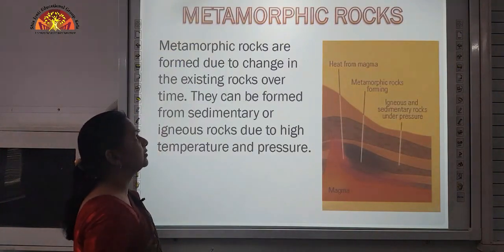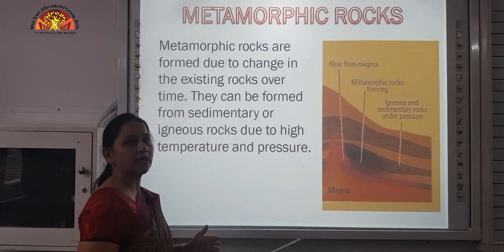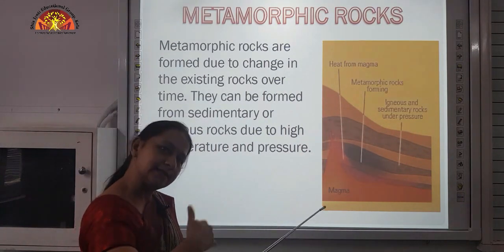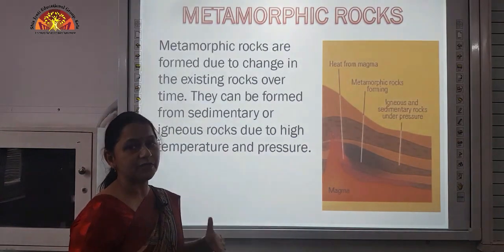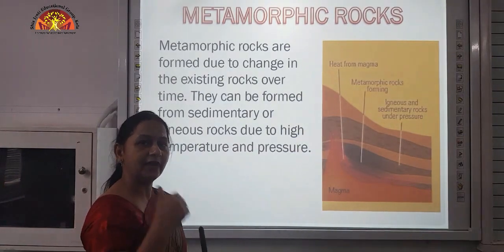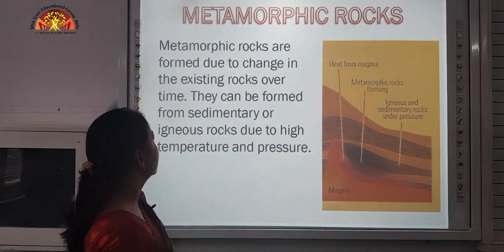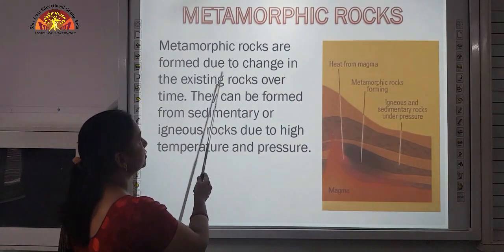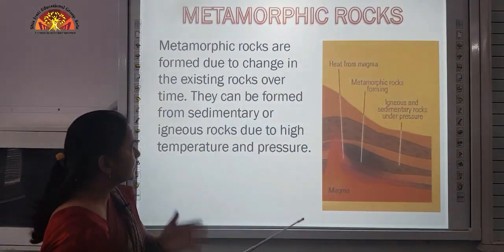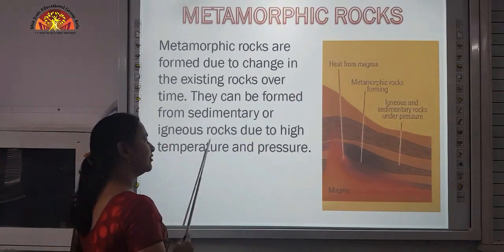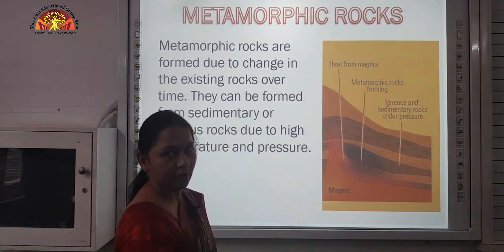The next rock that we are going to deal with is metamorphic rocks. Now these metamorphic rocks are formed from igneous and sedimentary rocks only when they undergo pressure and temperature. High pressure and temperature convert sedimentary and igneous rocks into metamorphic rocks over a longer period of time. So these metamorphic rocks are formed due to change in the existing rocks. Existing rocks may be igneous or sedimentary. They can be formed from sedimentary or igneous rocks due to high temperature and pressure. They convert into metamorphic rocks.